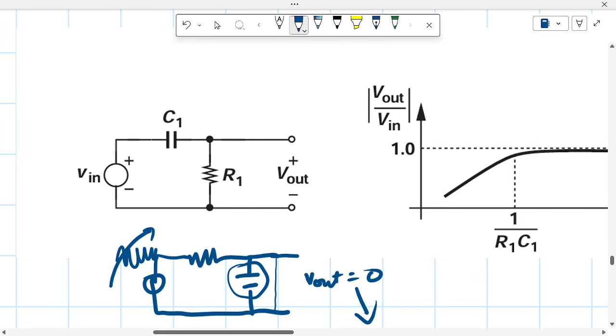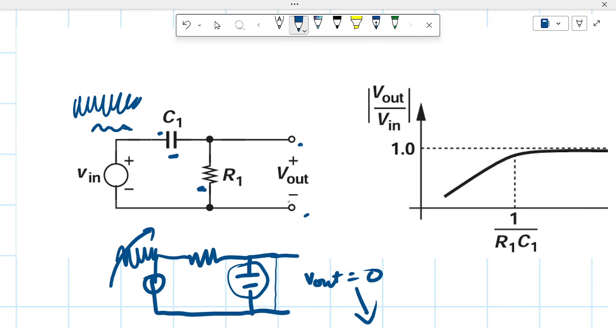Now, this is the completely opposite topology. Pay attention to the positions of the capacitor and the resistor swapping positions. Assuming a signal of low frequency comes in, this capacitor would block the low frequency and there will be no output voltage. Assuming a very high frequency signal comes in, this capacitor would behave like a short circuit and we will have the full value of V out.